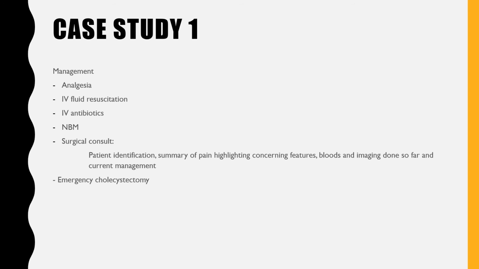So for the management of this patient, the things I mentioned earlier, analgesia, IV fluid resuscitation, IV antibiotics, and keeping the patient nil by mouth would all be appropriate. This patient would require a surgical consult where you should identify the patient, summarise some of the concerning features and explain their pain, and then mention any examination, bloods, and imaging that you've done so far and what you've currently done to manage the patient. The surgeon has then come to see them and they will get an emergency cholecystectomy.